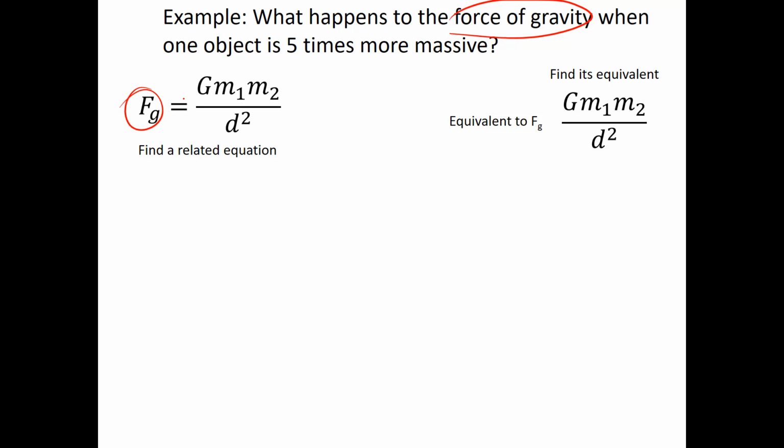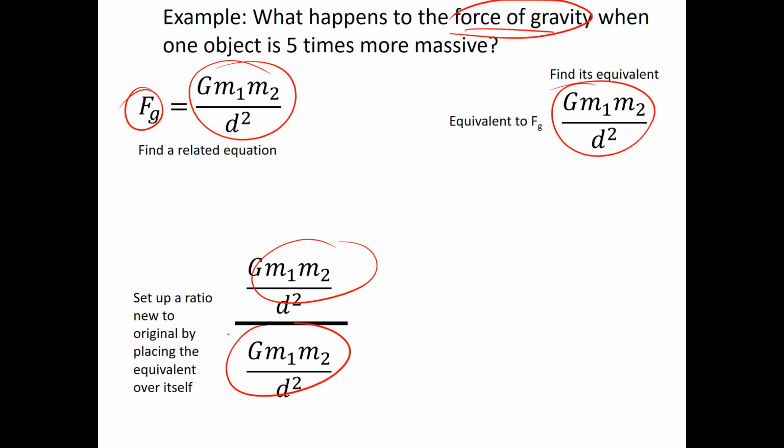So you're going to set this up, and it's already rearranged. If I was asked for how the mass or how the distance changes, I would have to rearrange this formula for mass or distance first. But it's asking you for how the force of gravity changes. So this is perfectly fine. And just note the equivalent to FG is that. And we're going to take this equivalent, and we're going to make a ratio. We're going to make everything 1, which means it's exactly the same thing as it was before.